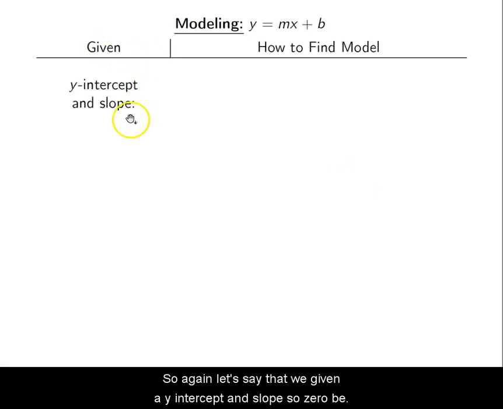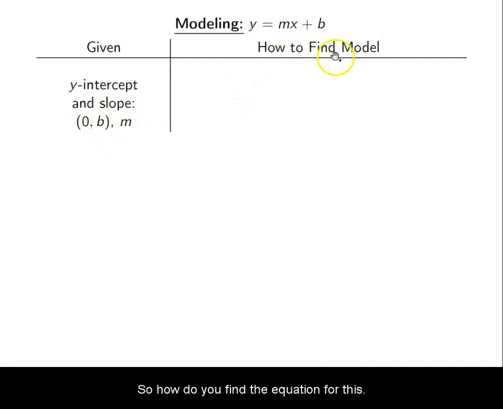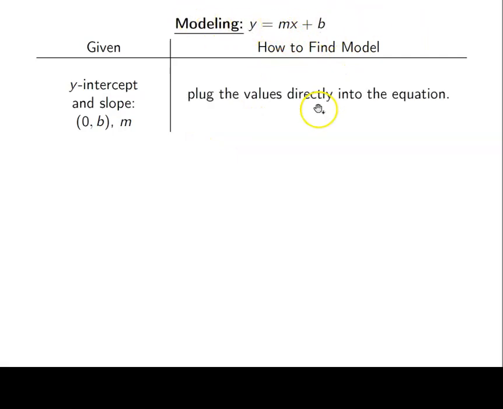Okay. So again, let's say that we're given a y-intercept and a slope. Okay, so (0, b) and m. So how do we find the equation for this? What we do is we plug the values directly into the equation, right? I know m already. I know b already. That's it. I don't need anything else.